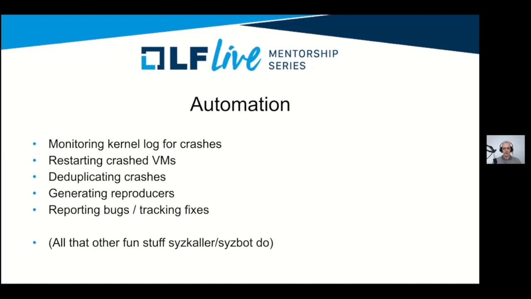Some more advanced stuff is deduplicating crashes. This is the case where we have multiple crashes that are a little bit different, but still have the same root cause. So you can bucket them, put them into the same bucket so you don't have to inspect all of them. Then you can generate reproducers, and at some point you may reach the point where you want to report bugs and track fixes automatically. If you reach that point, you probably should just reuse syzkaller or base your fuzzer on top of syzkaller, because syzkaller already is doing that, so you don't have to do it on your own all over again.